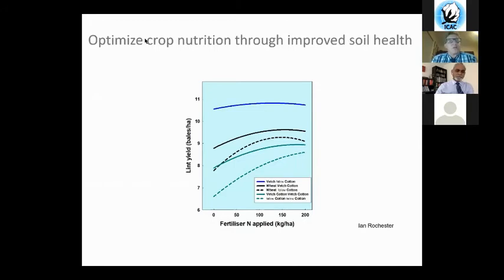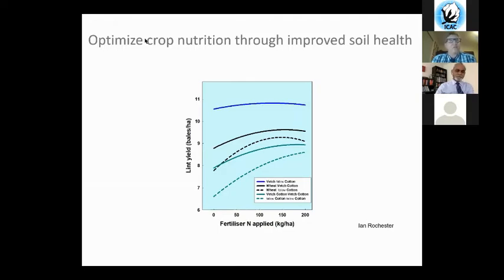Again, I emphasise the importance of soil fertility in our pursuit of trying to bring crop resilience under climate change. And here's a study that was undertaken by Ian Rochester and shows the value of using different crop rotations to improve soil fertility and nitrogen use efficiency. So for those crops that were rotated with legumes, we could put on much less nitrogen, and we could also raise the level of yield being produced.